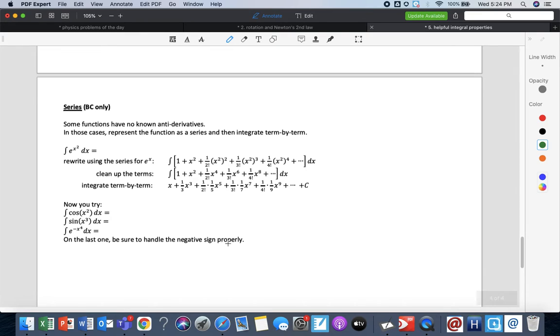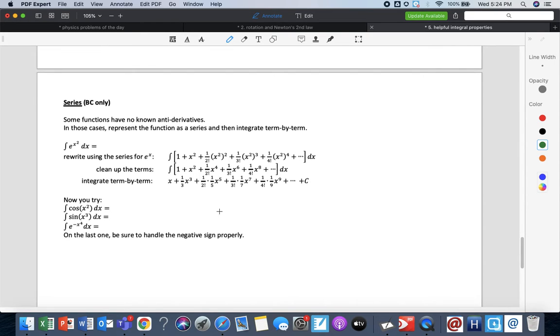The final thing I want to comment on is just a BC topic. There are some functions that don't have antiderivatives. At least mathematicians haven't found the antiderivatives yet. And this is a classic example, e to the x squared. There is no known function whose derivative is e to the x squared. So there's no antiderivative that we can write here. And what you can do in that case is model this function as a series.